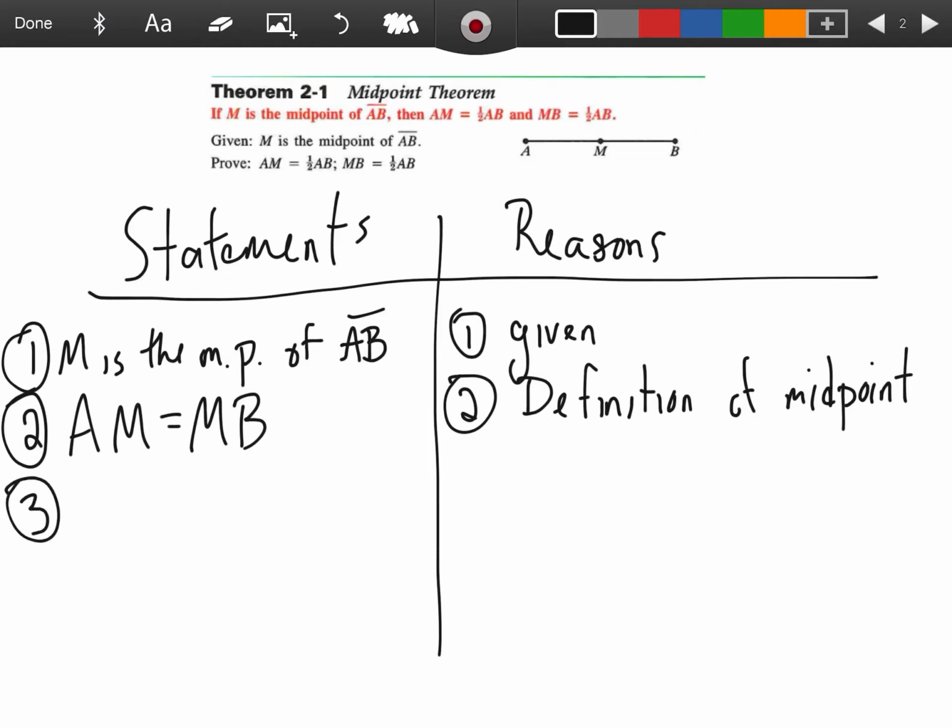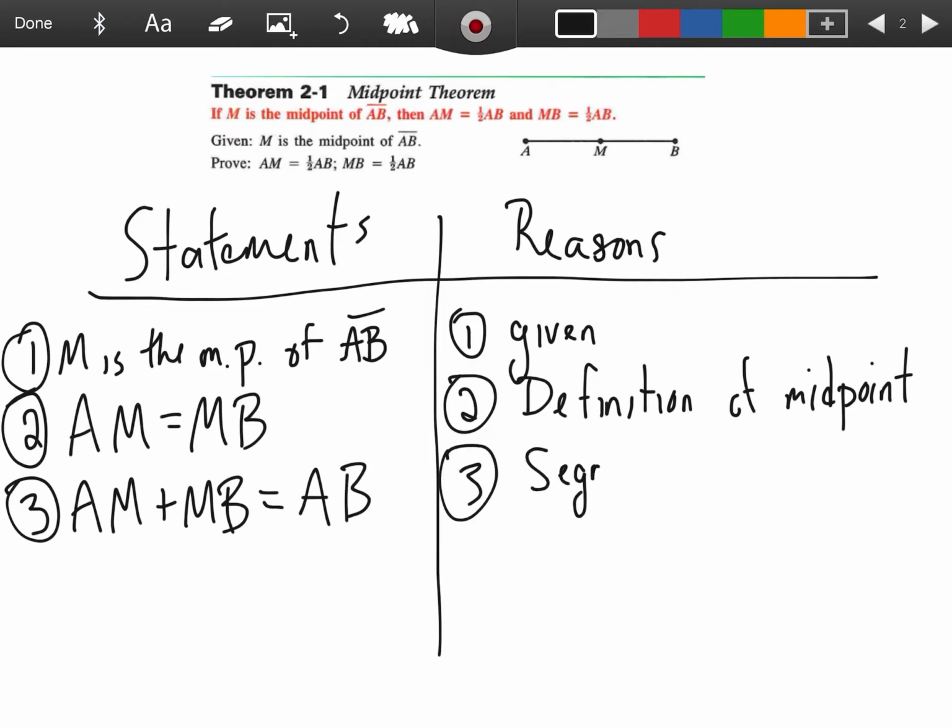All right, our next step. Where can we go from here? Let's take a look at our picture and see what we have. What can I say about AM, MB, and AB? What is their relationship? I know that AM and MB together have to add up to equal AB. AM plus MB, each of those two parts added up, must equal the whole. Why is that? We think back to chapter 1, when we learned the segment addition postulate. So our reason for that is segment addition.